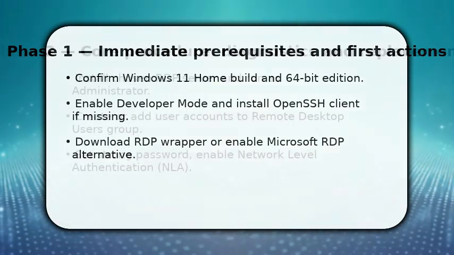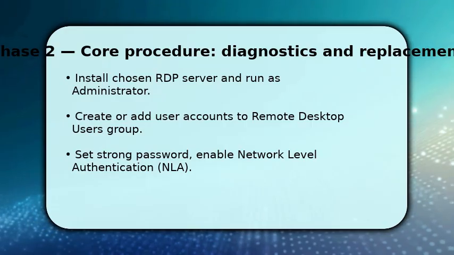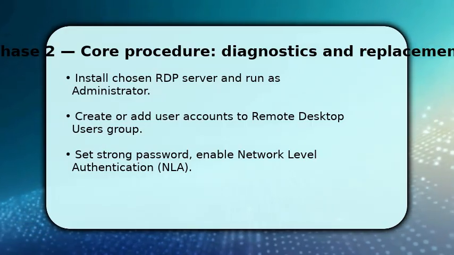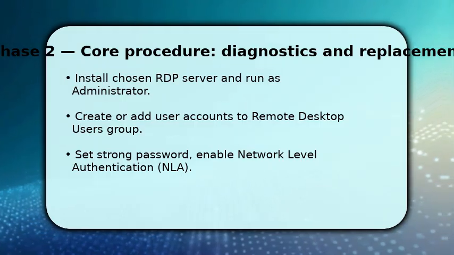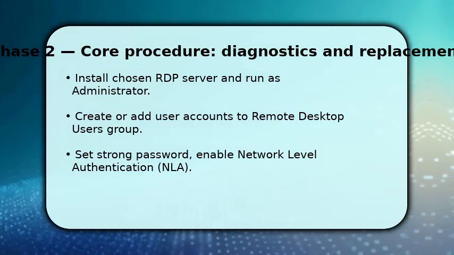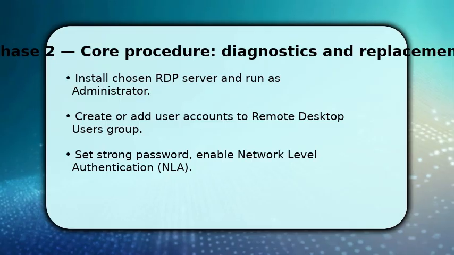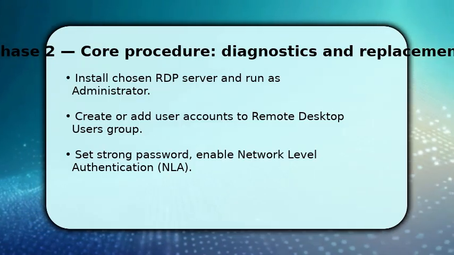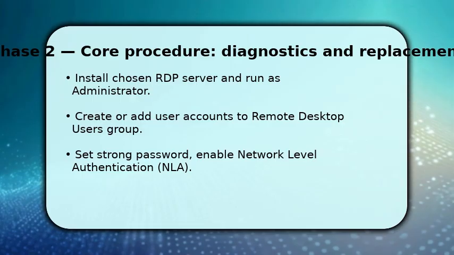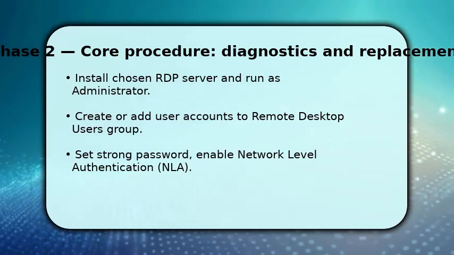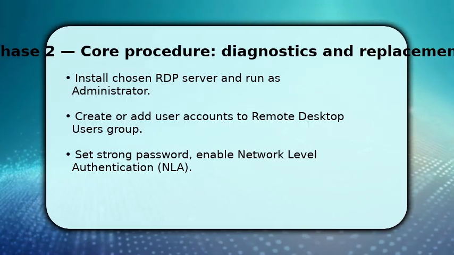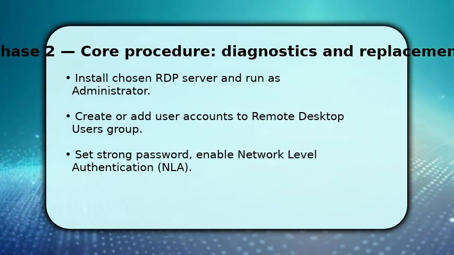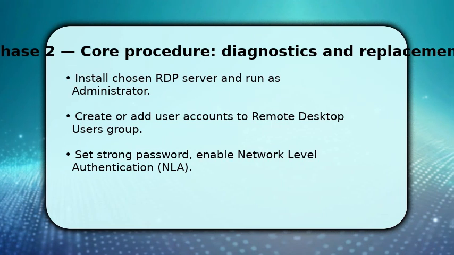You now install the RDP wrapper or third-party RDP server with administrator rights. Once installed, run the configuration tool to patch listening ports and service entries. Make sure to add the specific user accounts to the Remote Desktop Users group and verify permissions. This avoids permission-denied errors. Enable network-level authentication and configure a firewall rule allowing TCP 3389 or your custom port.